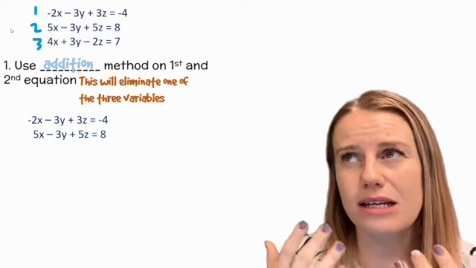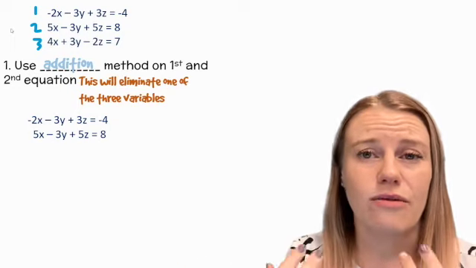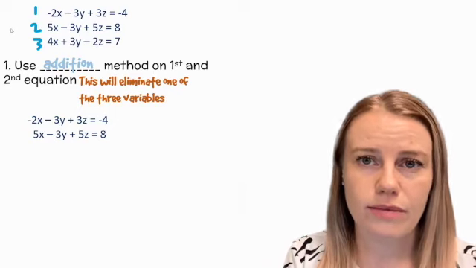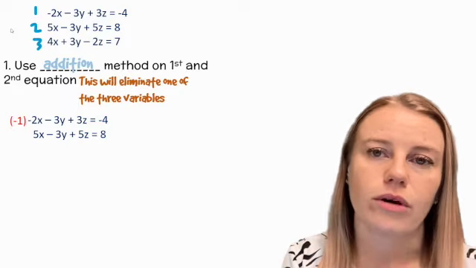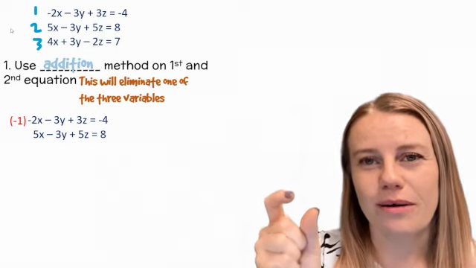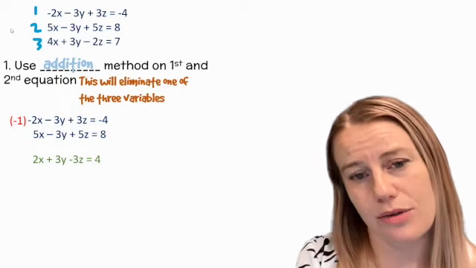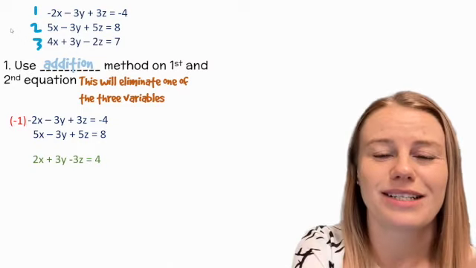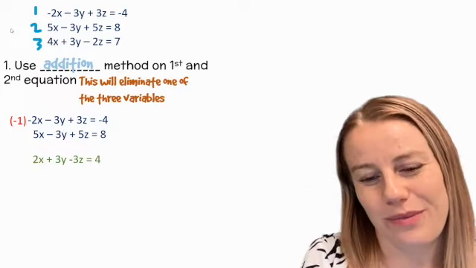If I take a negative number, how do I make it a positive? I multiply by another negative, right? Because negative times negative equals positive. So I can multiply this first equation by -1, and that would give me a positive 3, and that will eliminate my y's. So -1. Remember, you have to multiply that -1 by each term in that equation. So -2x times -1 is positive 2x. -3y times -1 is positive 3y. Positive 3z times -1 is -3z. -4 times -1 gives me positive 4. Okay, so that's our new equation.